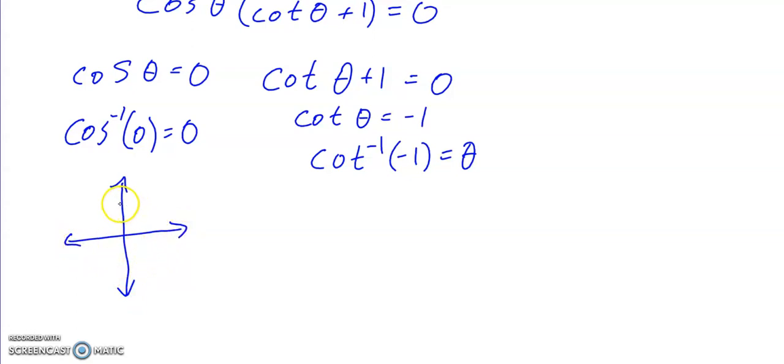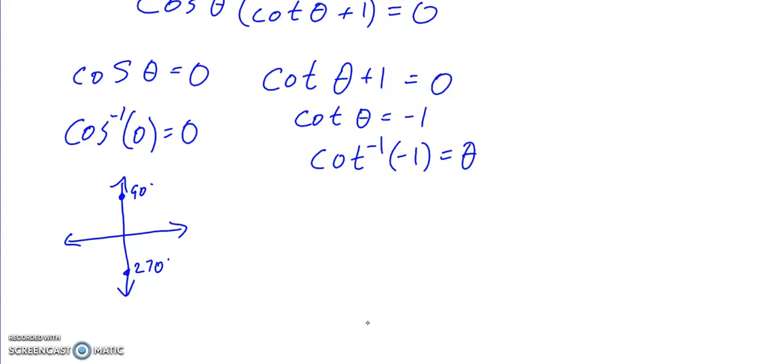where is cosine 0? Here and here. And if you remember at the top, we said we're going to do it in degrees. So it's at 90 degrees and 270 degrees because we want to do one full rotation of our circle.